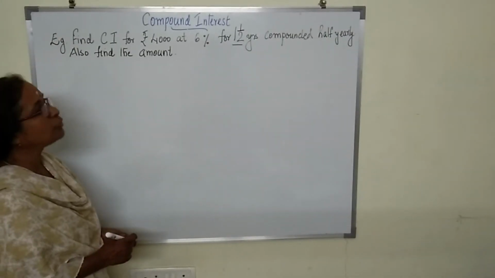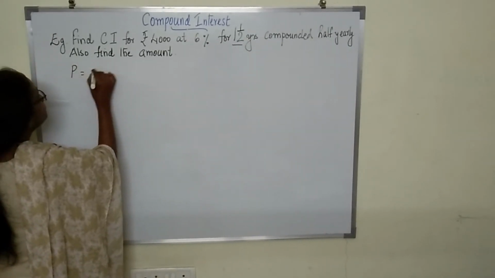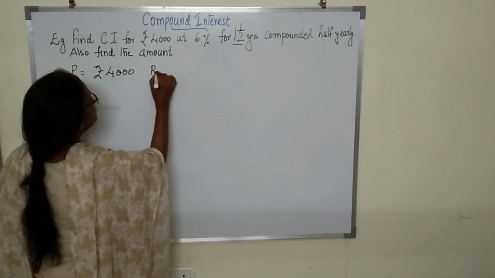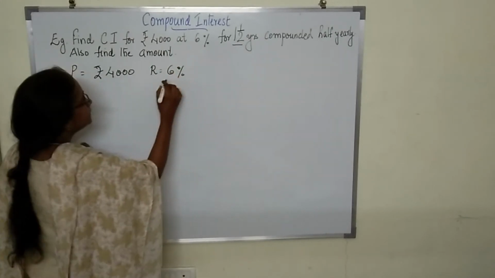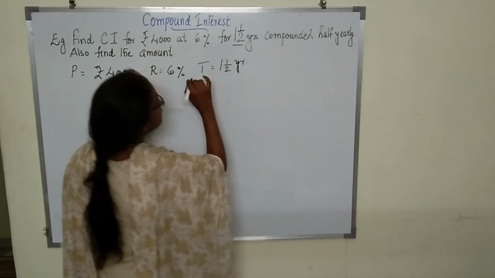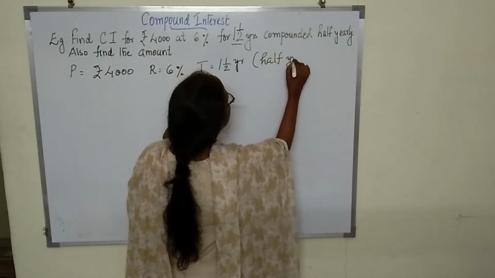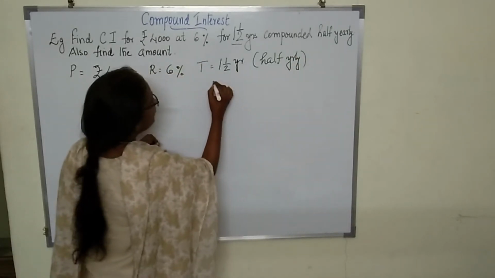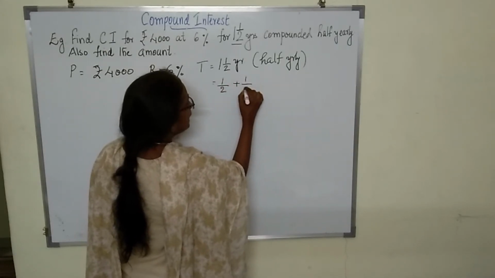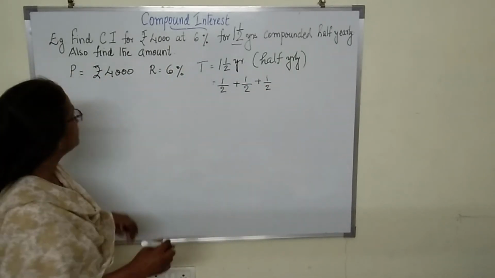Now let us see how to do it without using the formula. We know P is equal to rupees 4,000, R is 6%, T is 1.5 years, and half yearly. So half yearly means how many terms will there be? First term half year, second term and third term. So you have to find for 3 terms.